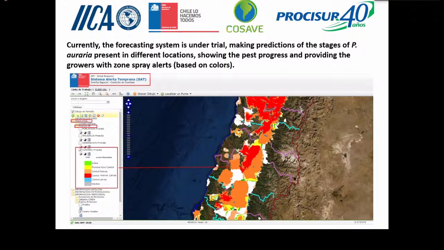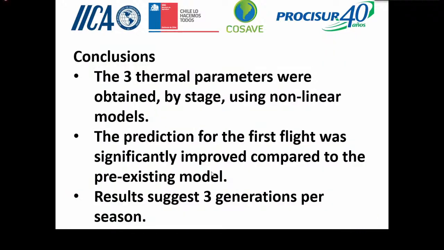So the strategy selected for this purpose is chemical control. So just to conclude, we're able to obtain the three thermal parameters using non-linear models. So this was a bit challenging, quantitatively speaking, but the forecast for the first flight was significantly improved compared to the pre-existing model. And that's important for this pest area because its life cycle is very heterogeneous.